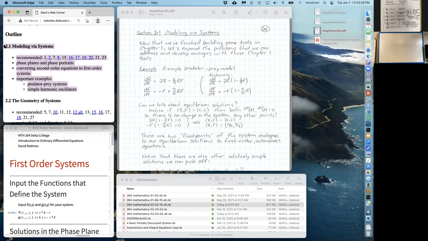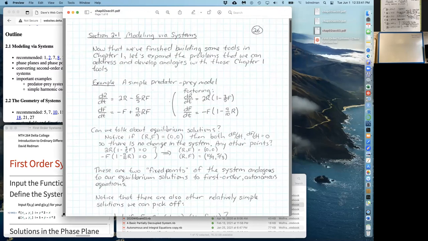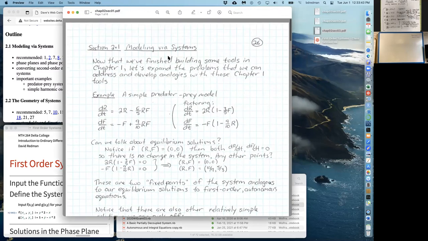modeling with systems. We did give you an example of a system in the very first chapter, the predator-prey system, but now we're gonna go more intensely into that system. So I'm gonna expand my notes and do some reading with you. We've finished the basic tools in chapter one, and we've got to expand to problems that we can address with analogies to the chapter one tools. So here's a simple predator-prey model.